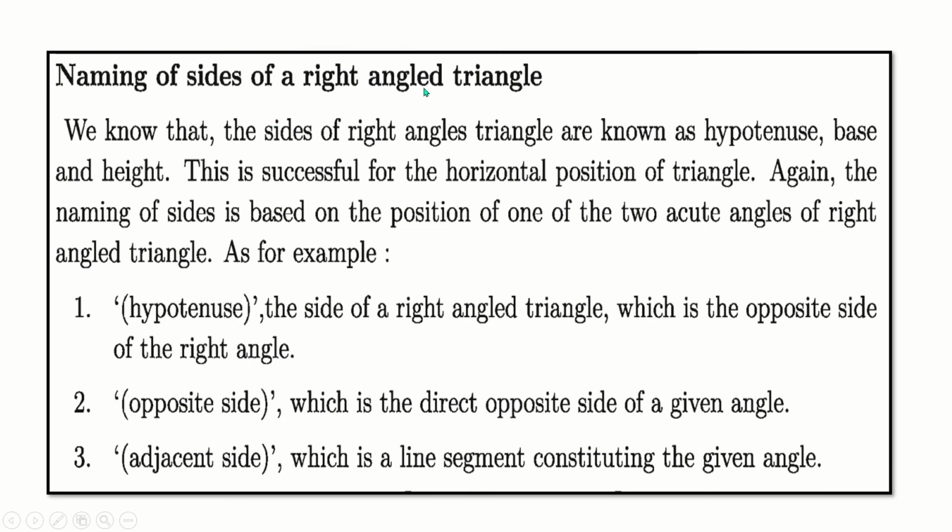Naming of sides of a right angle triangle. We know that the sides of a right angle triangle are known as hypotenuse, base and height. This is for the horizontal position of the triangle. Again, the naming of sides is based on the position of one of the two acute angles of the right angle triangle. As for example, hypotenuse is the side of a right angle triangle which is opposite to the right angle. Opposite side is the side directly opposite to a given angle. Adjacent side is a line segment constituting the given angle. Follow?